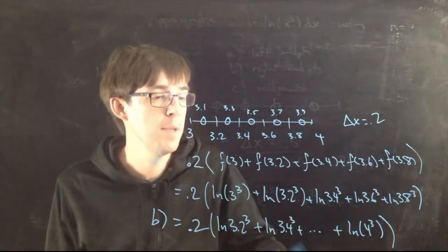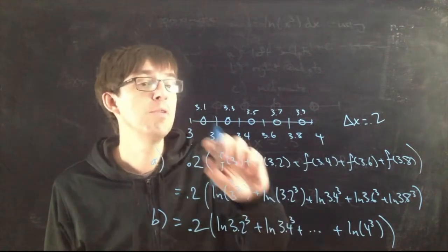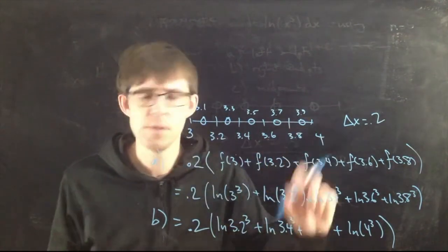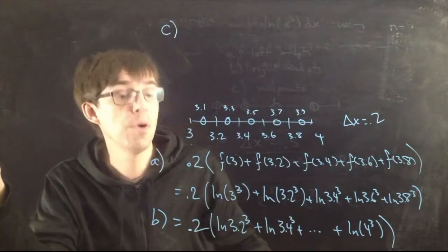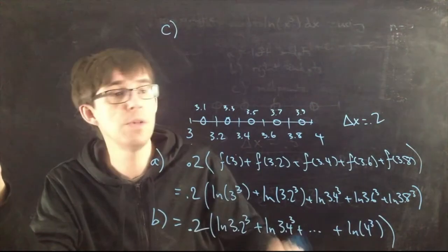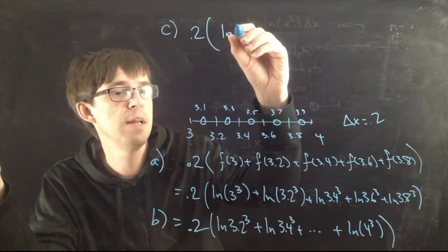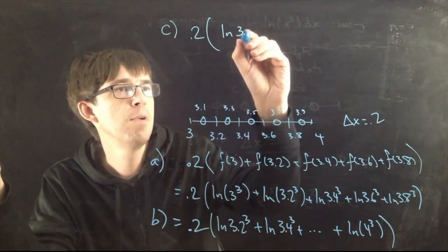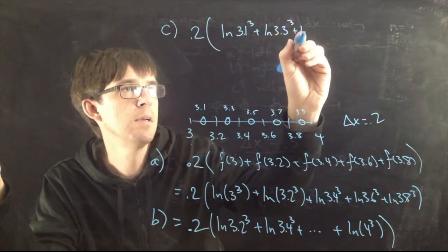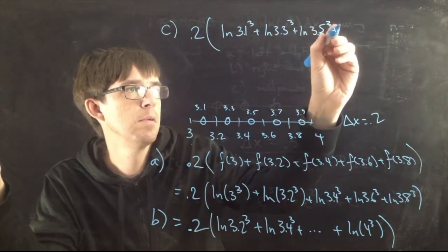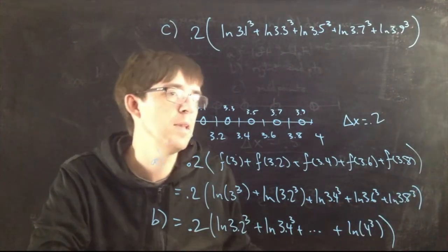All of them, all 5 of them. In every case, you're adding together 5 things, right? Because n equals 5. You need to use all the midpoints. Don't try and skip one or skip the last one. No, you use them all. So my answer for part C will be just the same as this, only I'm using those values instead. I'll get 0.2 on the outside and then a bunch of natural logs. ln 3.1 cubed plus ln 3.3 cubed plus. That's how it's done. The midpoints. It's no more difficult than the left or the right.